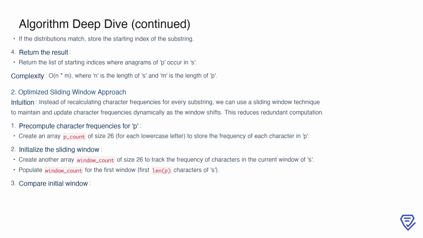While simple, this approach is inefficient for larger strings because we repeatedly calculate character frequencies for overlapping substrings. This redundancy motivates us to consider an optimized approach. By leveraging the sliding window technique, we can dynamically update the character frequencies of the current window instead of recalculating them from scratch. This significantly reduces redundant operations and improves the efficiency of our solution.